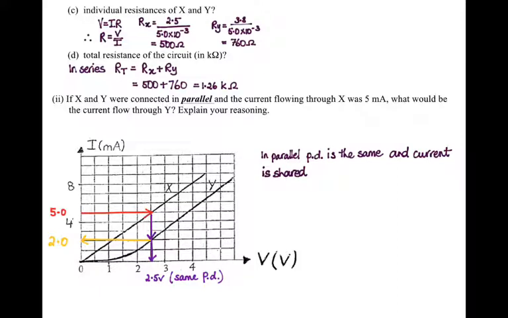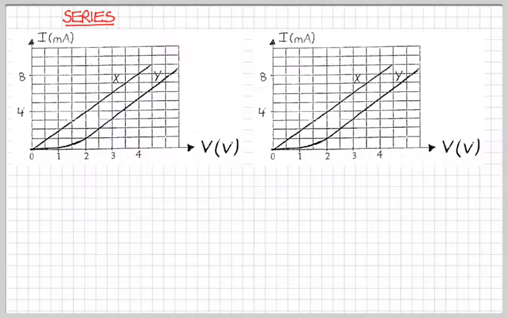So in parallel, we look at the graphs differently. So the current in Y is 2 milliamps. Let's have a look at this in a little bit of a summary. And so this is stuff that's not in your booklet. This is just me summarising this whole idea. In series, we kind of look horizontally this way because the current stays the same and the voltages are different.